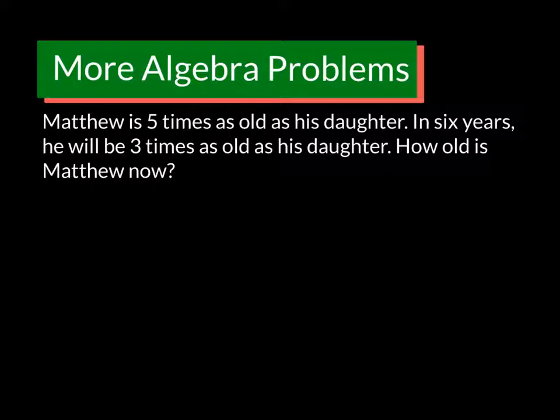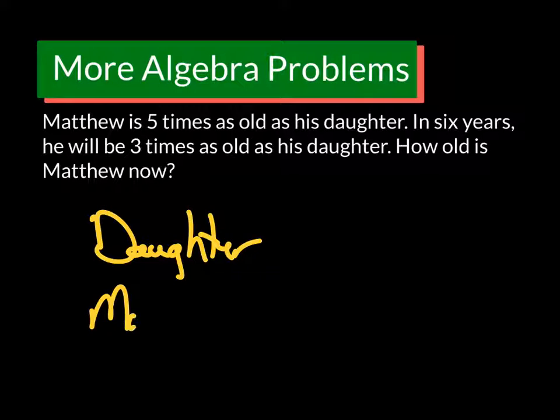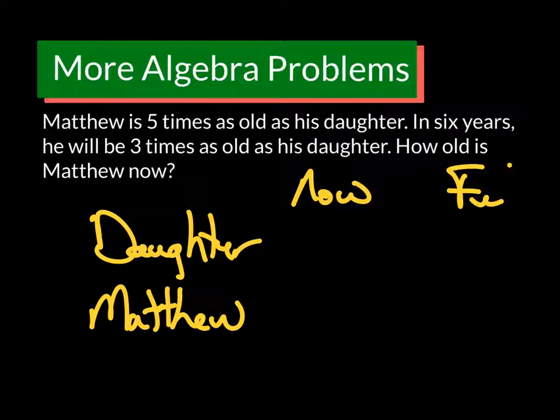We have 2 people, Matthew's daughter and Matthew. And we have 2 times, we have now, and we have 6 years in the future. Right now, we don't know the daughter's age, so let's represent that with A. We don't know Matthew's age either, but we do know that his age is 5 times her age, or 5A.